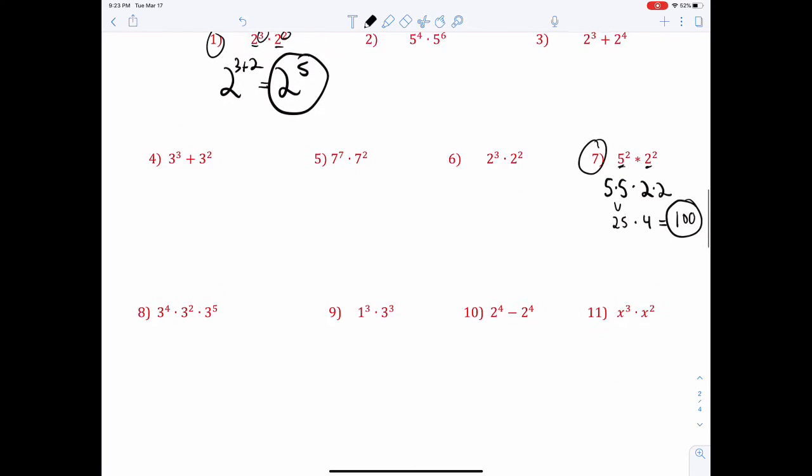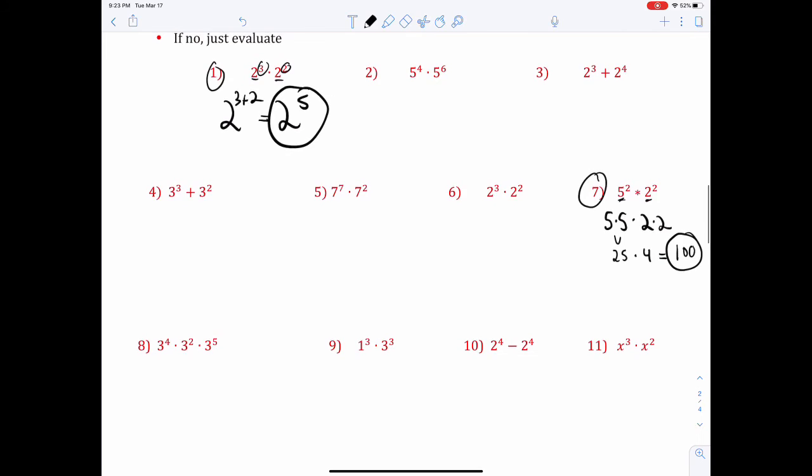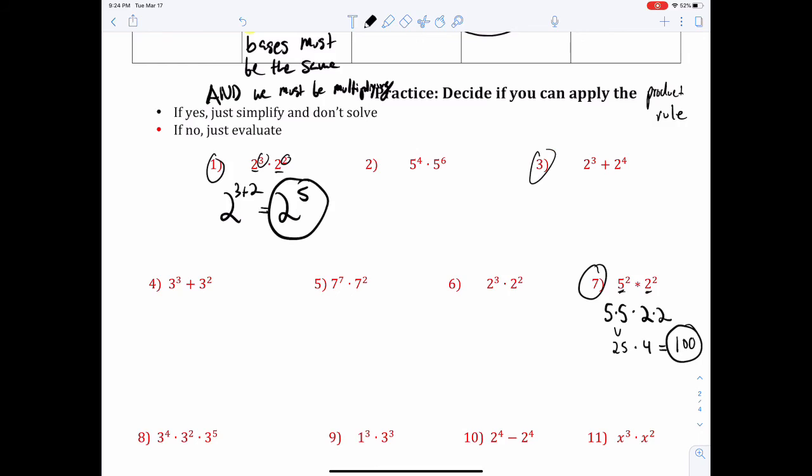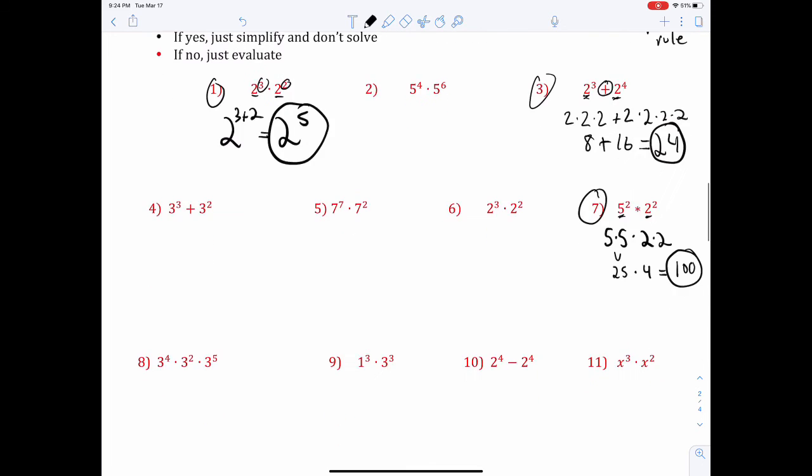If I were to try one more with you, I will try number 3. Here we have 2 cubed plus 2 to the 4th. Well, they have the same base there, but we're not multiplying, so we can't use the rule. So again, we're just going to have to go about this normally, like you never learned the rules before. So that 2 times 2 times 2 over here will give us 8, plus 2 times 2 times 2. We already did that in the Bell-Ringer. That was 16. So 8 plus 16 is 24.